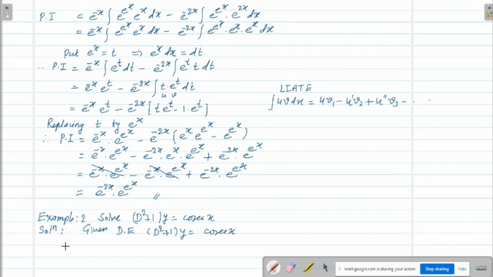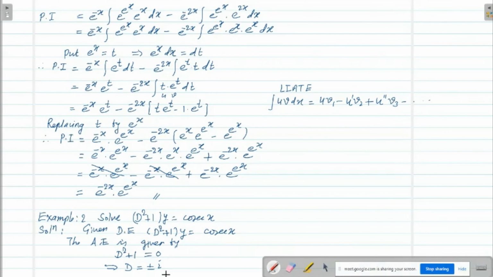Okay, so write down the auxiliary equation. Therefore the auxiliary equation is given by D square plus 1 equal to 0. So this implies that D equals plus minus iota. Okay, these are the roots of the given auxiliary equation.